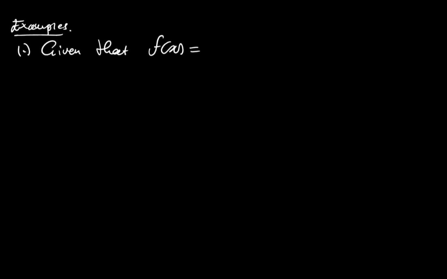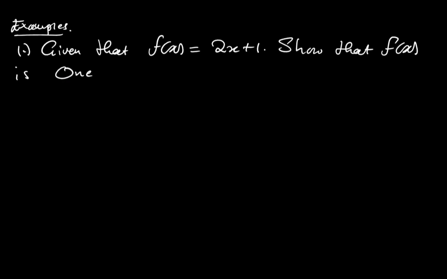So let's take, for instance, say you have an example, and you've been told that it's given that f of x is equal to 2x plus 1. Then they say show that f of x is basically one-to-one.